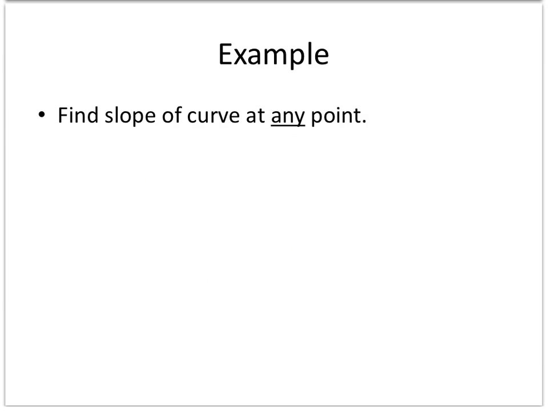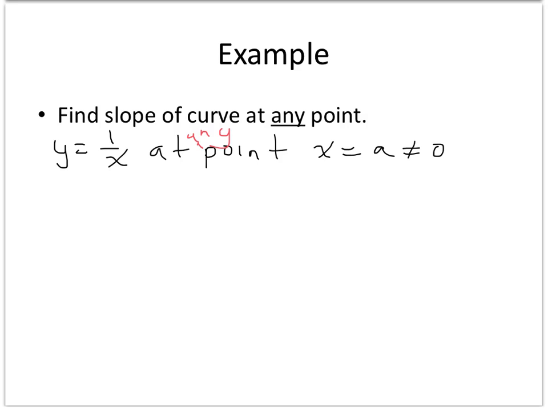All right, so if I want to find the slope of a curve at any point, like let's say y equals 1 over x at the point x equals a, which of course cannot equal 0. So all we're saying here is at any point. All right, so we use this same thing that we've been doing, the limit as h goes to 0, but we're saying at any point. So we're calling our x, a.